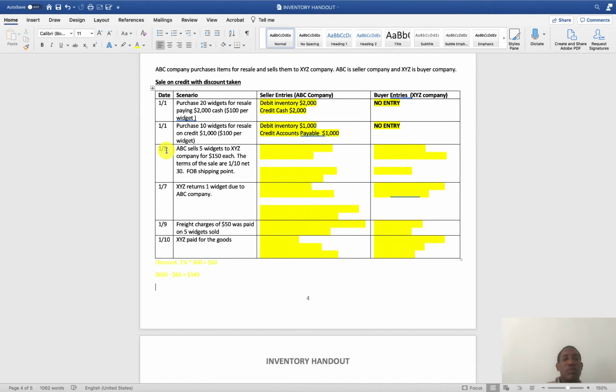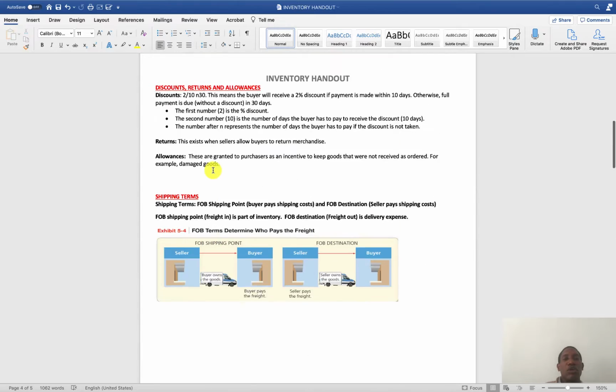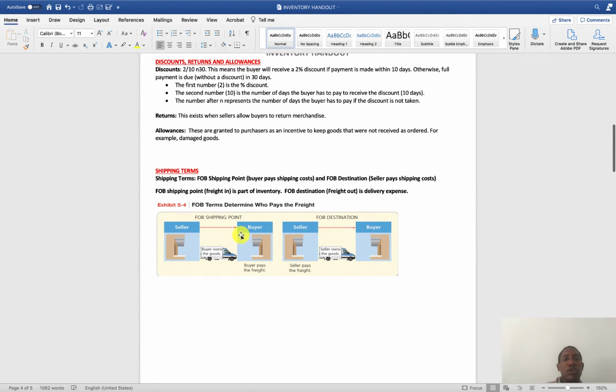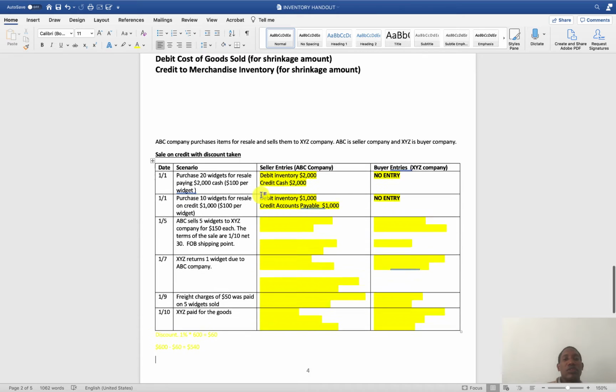This is the 5th, plus 10 is the 15th. They're going to pay before the 15th, so they're going to take the discount, and that's our scenario, right? Sale on credit with discount taken. And FOB shipping point, who pays the shipping cost on FOB shipping point? Well, if you go back, FOB shipping point, who pays? The buyer pays the shipping cost, and the freight is going to be freight in, and it's going to be part of inventory. Okay, so we know that.